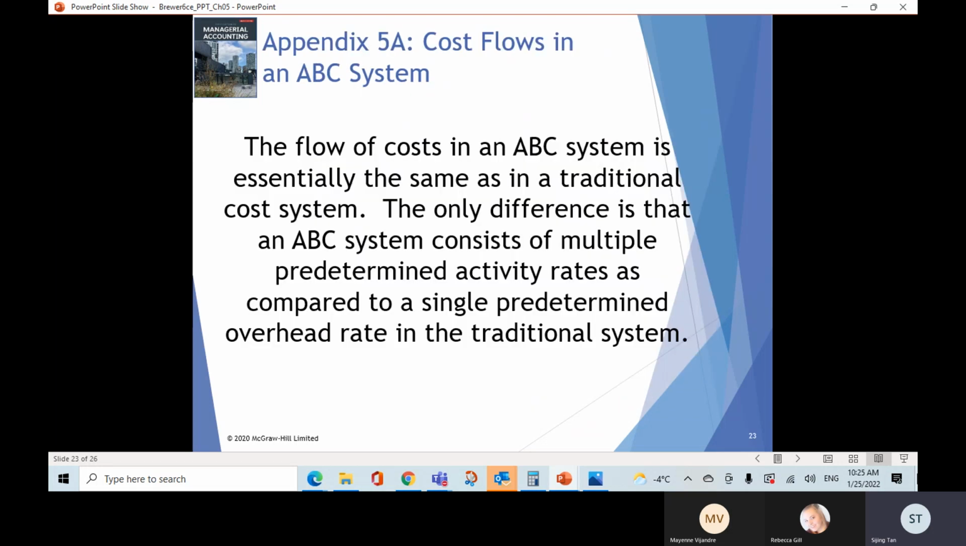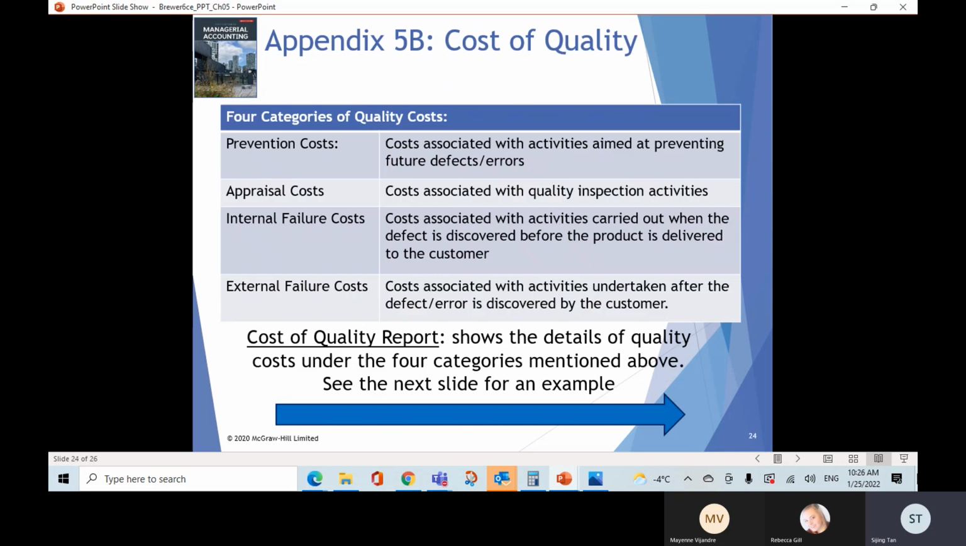That's the limitation. There's also Appendix 5A to talk about the cost flow in the ABC system. We'll just quickly go through this because it's in the appendix. It's not in the taxes. So the flow of cost in the ABC system is essentially the same as in the traditional cost system. The only difference is that the ABC system consists of multiple predetermined activity rates as compared to the single rate.